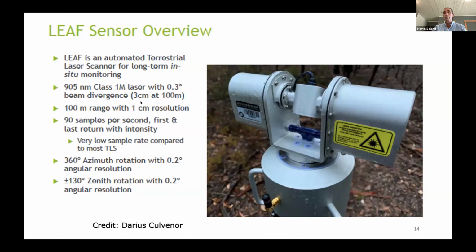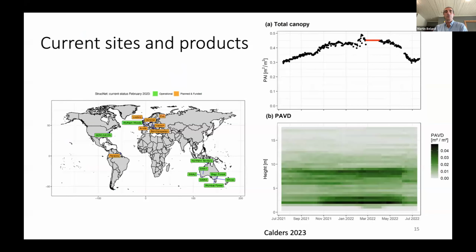So the instrument looks like this here. It's meant to be operating in wet, hot, cold conditions. This is what it's built for. I'm not going to go through all the technical details of it. This instrument is built in Australia.